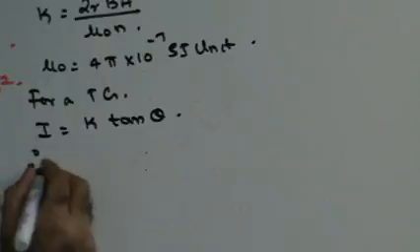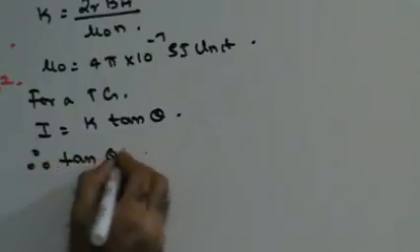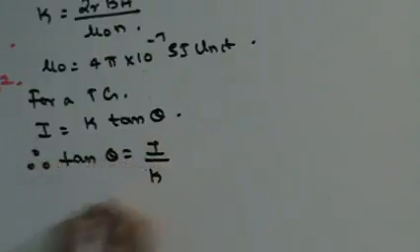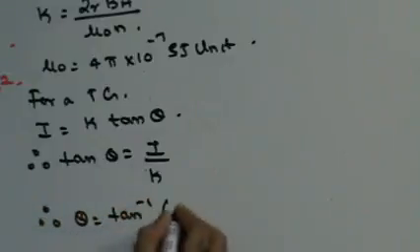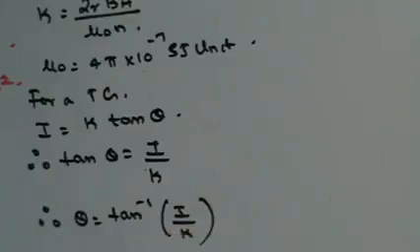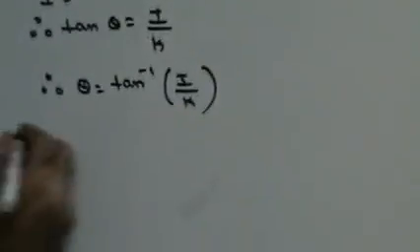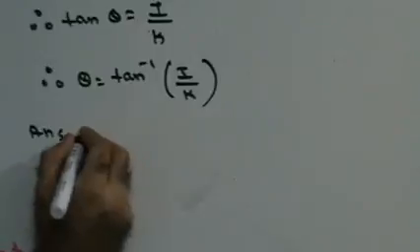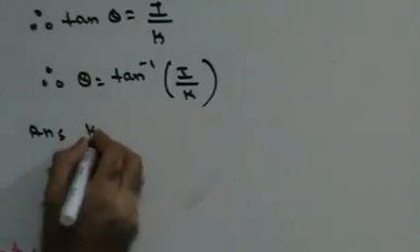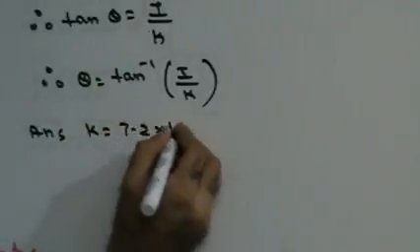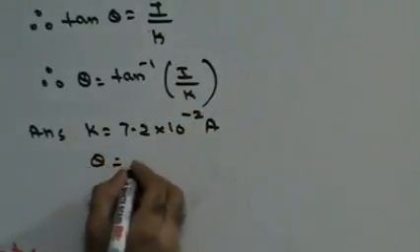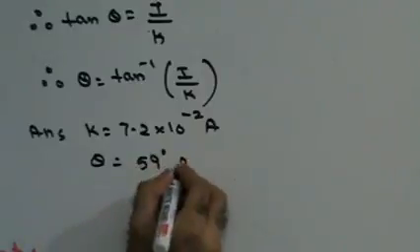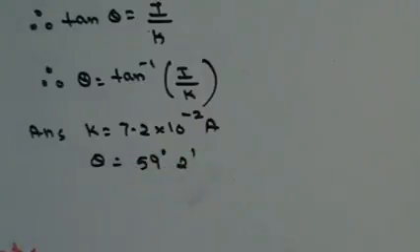Thus I can say that tan theta is I upon K. Therefore the deflection theta is tan inverse of I upon K. You should get this answer as K should be 7.2 into 10 raised to minus 2 ampere, and theta should be 59 degrees 2 minutes. Next, take the next one please.